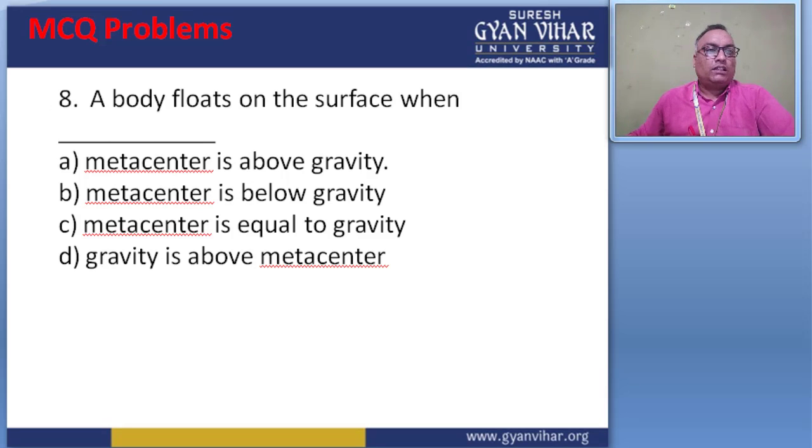A body floats on the surface when metacenter is above gravity, when metacenter is below gravity, metacenter equal to the gravity, or gravity is above metacenter. Any body floats above the water surface. In this case, metacenter is always above the gravity level. This is the correct answer for this question.